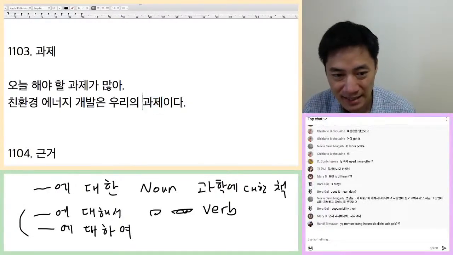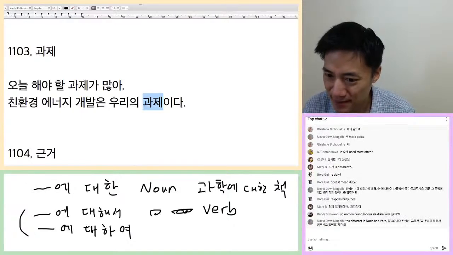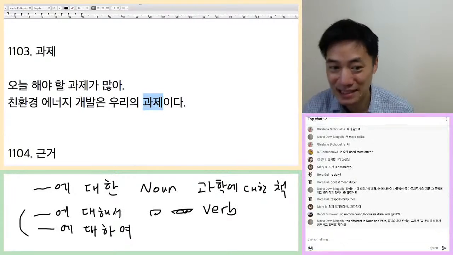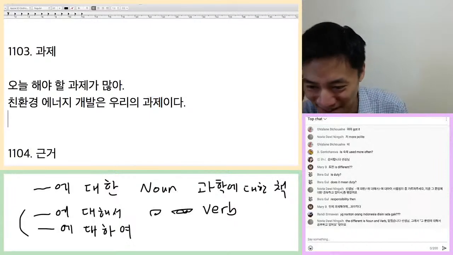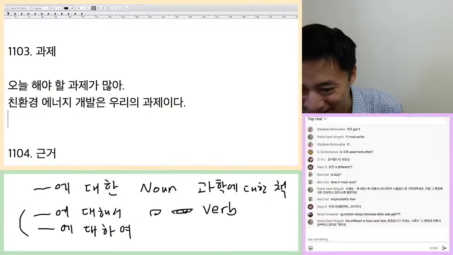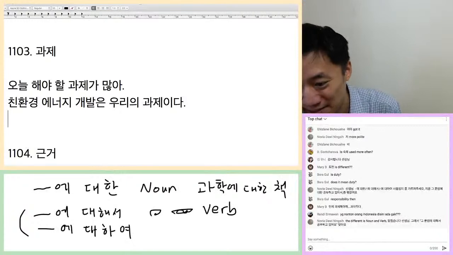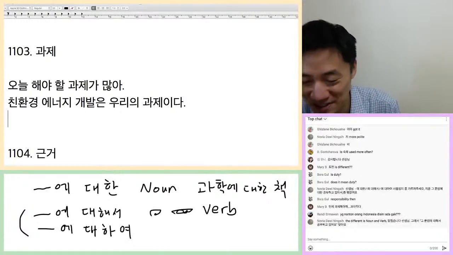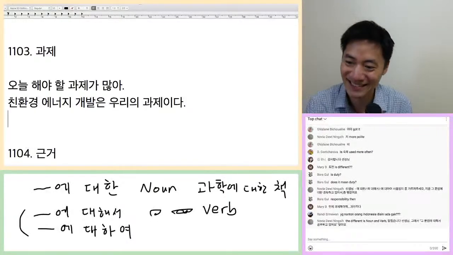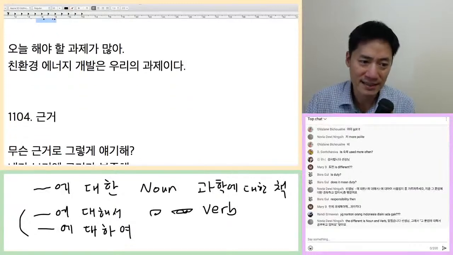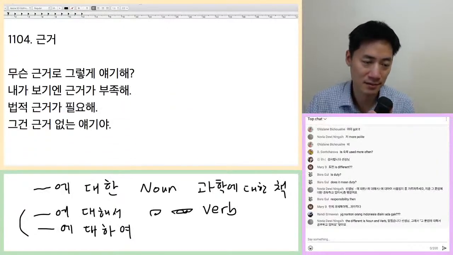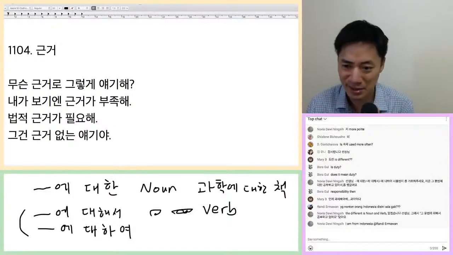Responsibility, something like that. 언제 과제 해야 해? 과자 먹다. 과자 is a snack, it looks similar. 그 문법에 대해서 공부하고 있어요. Oh, that's a perfect one, good, Nobia-nim. Very good. So 과제, simply like homework. And 근거. Do you know what it means?